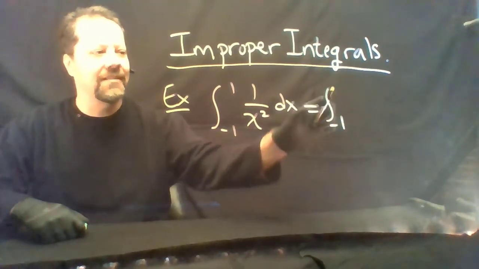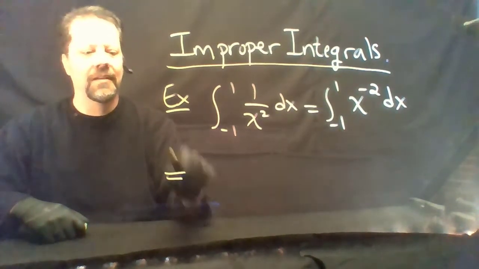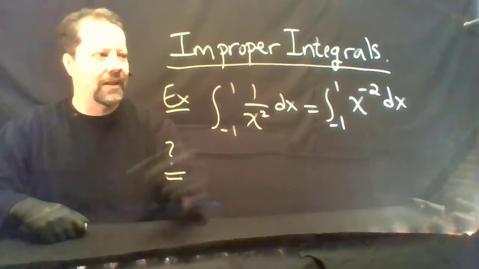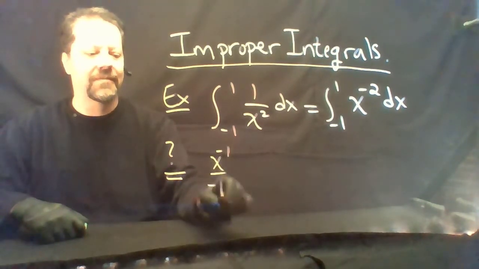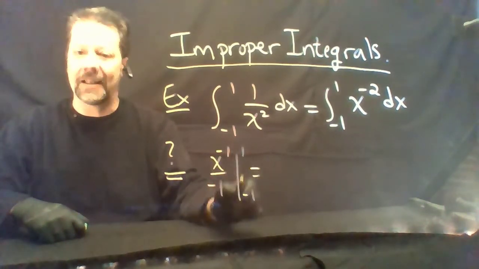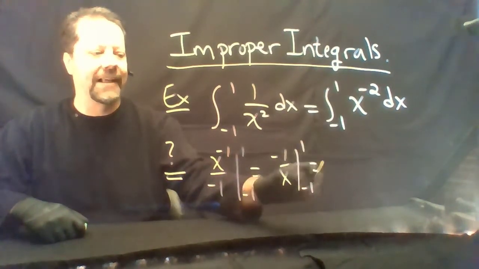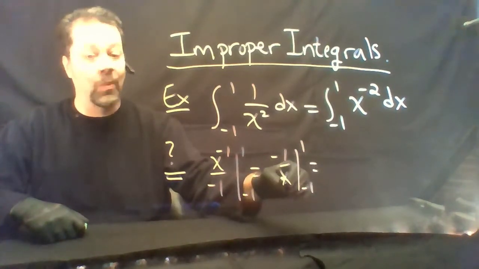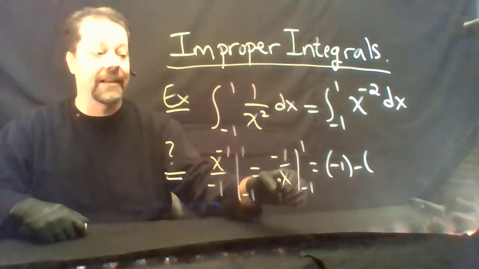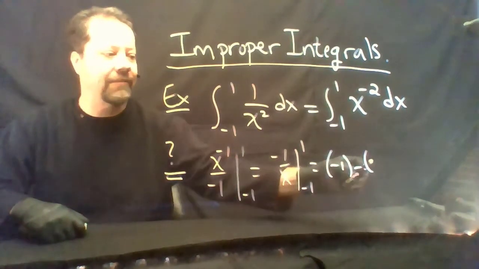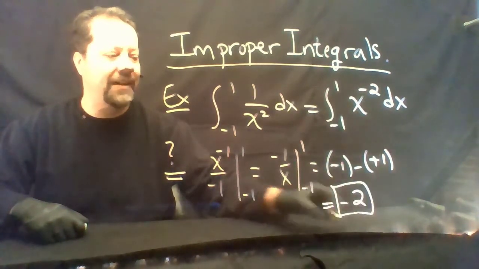If we just rewrite this as x to the minus 2, you might think, well, add 1 to the exponent, divide by the new exponent, and evaluate at the endpoints and subtract. This gives us -1 over x, evaluated from -1 to 1. Plugging the 1 in, we'll have -1. And we have to subtract what we get when we plug in -1. Negative will be +1. The outcome is -2.